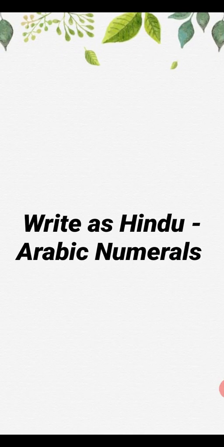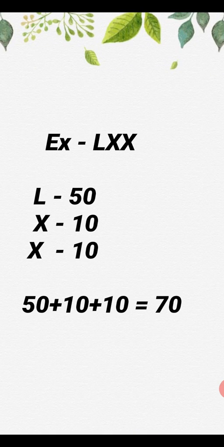Now, look at this first example, children. Write as Hindu-Arabic numerals. Here we will discuss a few examples to understand this concept. Let us start. Here we will apply the rule of addition. Whenever smaller numerals come after a greater numeral, we simply add. Now, let us discuss. We all know that L is 50, X is 10, X is 10. So, 50 plus 10 plus 10 equals 70.